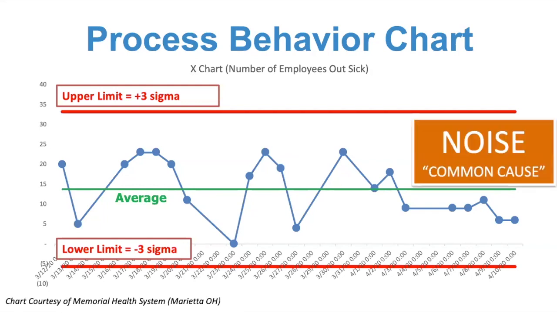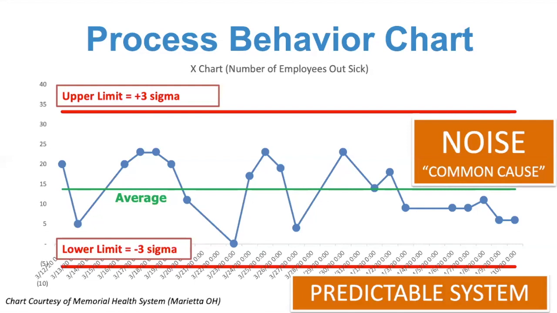We could say every data point we see here is characterized as being nothing but noise or common cause variation. We could call this routine variation. There's literally nothing to react to here. And we could say this is a predictable system. One advantage of a process behavior chart is that we can use it to predict future performance. If nothing changed here, the number of employees out sick would range between 0 and 34.